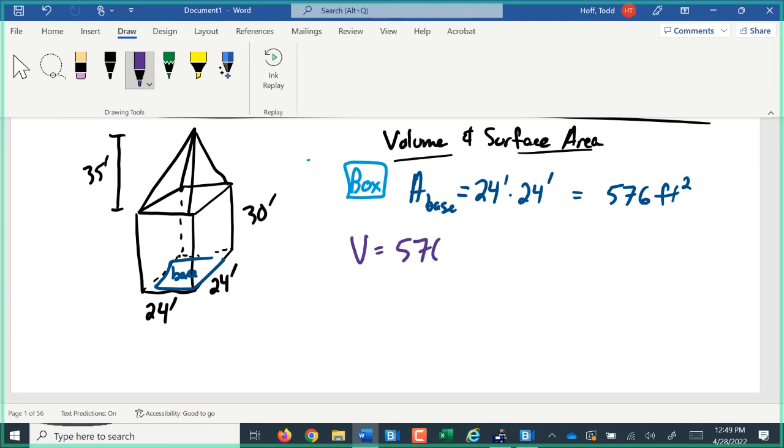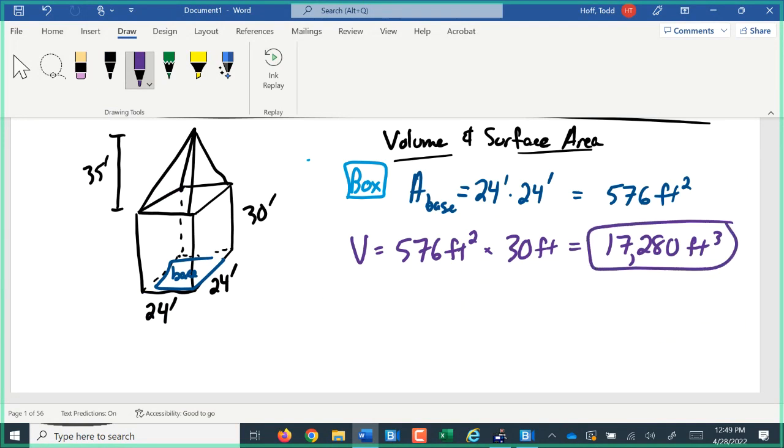What do we do to make that a volume? Multiply by the height, which is 30. 17,280. Perfect. 17,280 cubic feet.